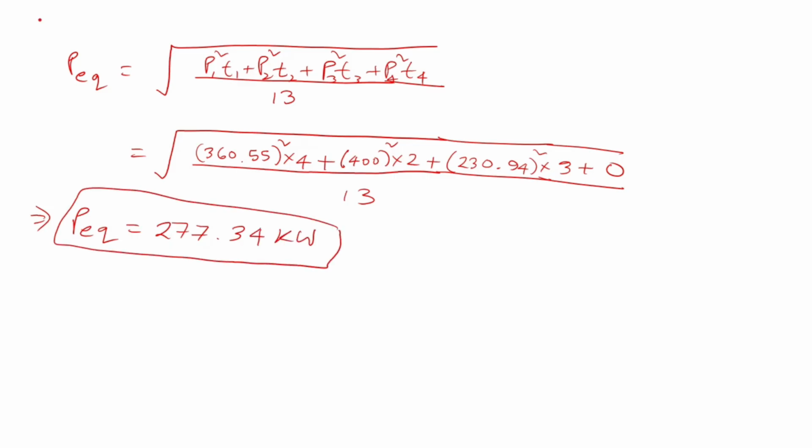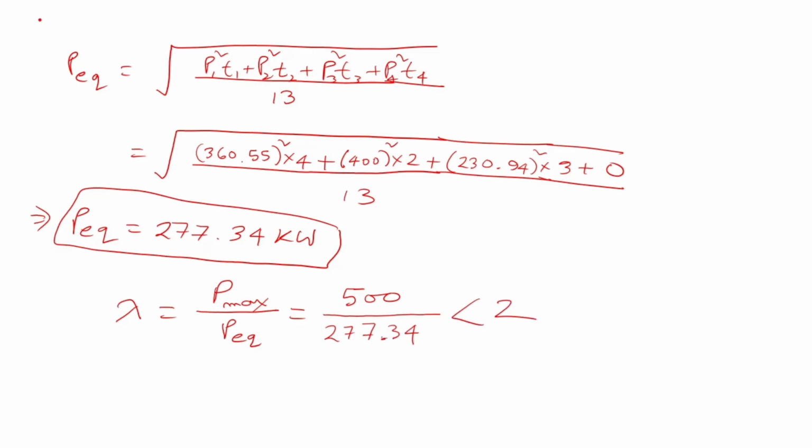Now we will calculate lambda. Now lambda is P max by P equivalent. In the first interval the load was rising from 200 kilowatt to 500 kilowatt, so the maximum power is 500 kilowatt in this case, and the P equivalent that we have calculated is 277.34, which is less than 2. Therefore the rated power that we have to calculate in the problem is 277.34 kilowatt, and this is the answer.